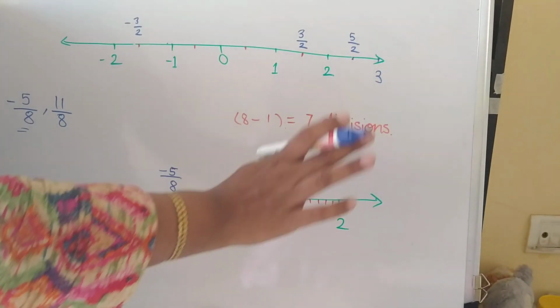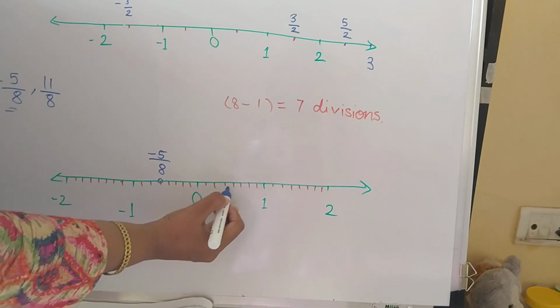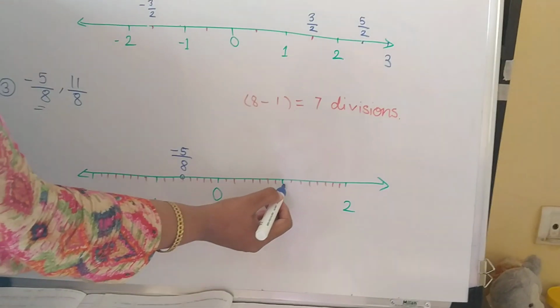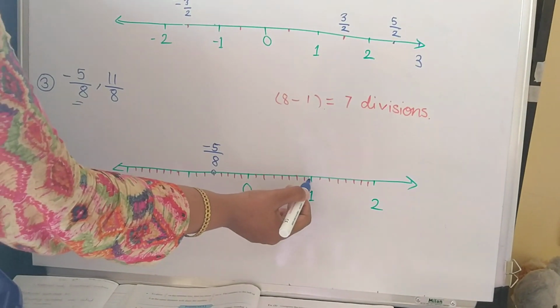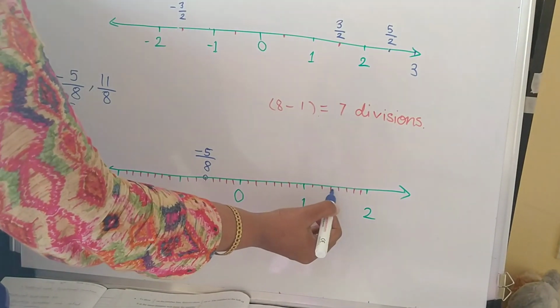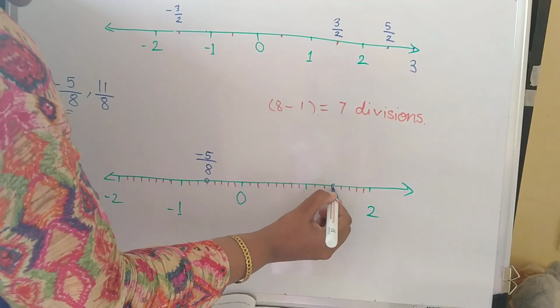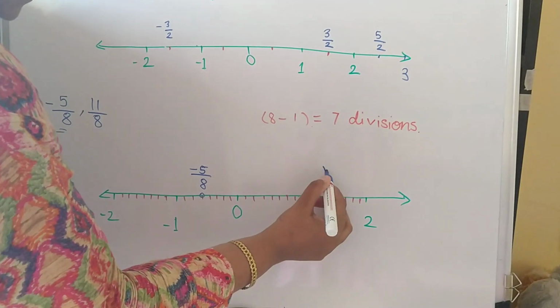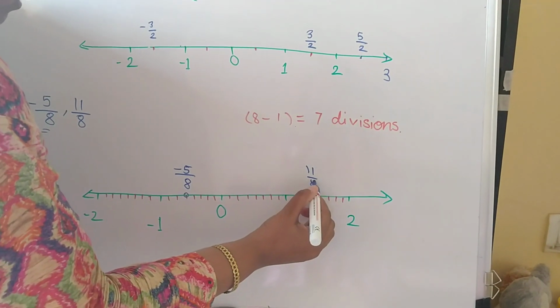11 divisions towards the positive side. 1, 2, 3, 4, 5, 6, 7, 8. Up to one there are 8 divisions. 9, 10 and 11. At this point you got 11 upon 8.